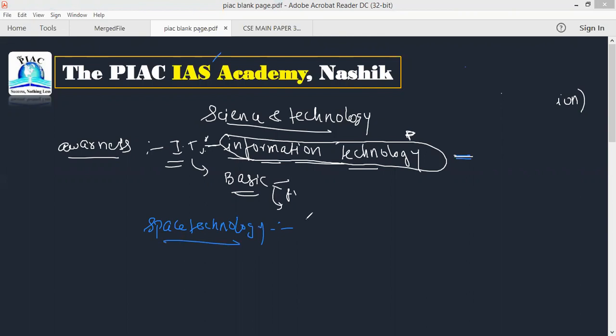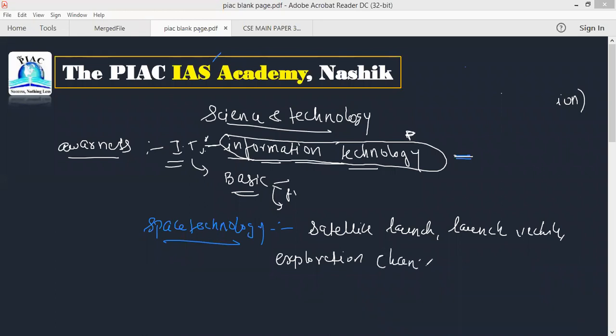The technology which is helpful in space exploration, for example, satellite launching, or a launch vehicle, or exploration missions. As I told you, exploration like Chandrayaan. India has already achieved Chandrayaan, and now India is going for Gaganyaan. So this is the related topic, space exploration.